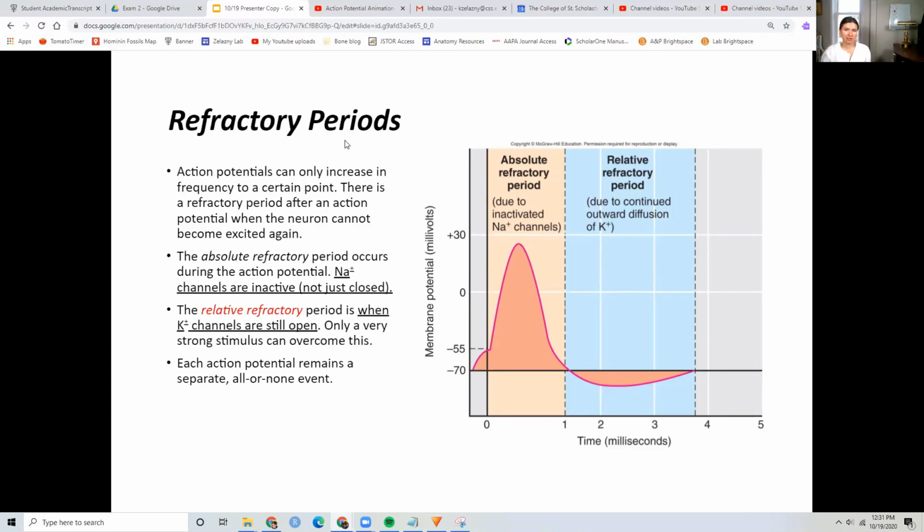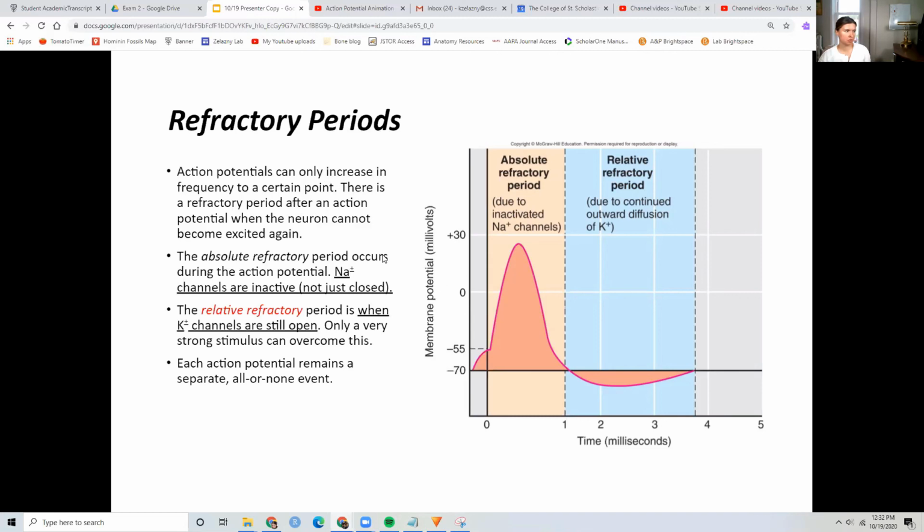So the refractory period is this period at the end of an action potential where we can't fire off another one. We say that the neuron can't become excited again for a certain period of time. This is why we specified before that we were talking about excitable membranes, because some membranes aren't excitable, and for a little while during the refractory period, our neuronal membrane is not excitable.